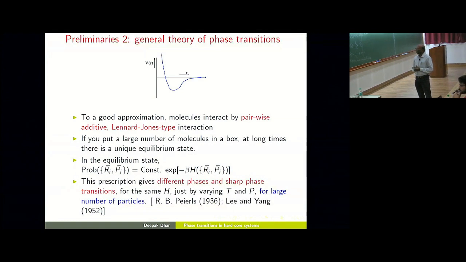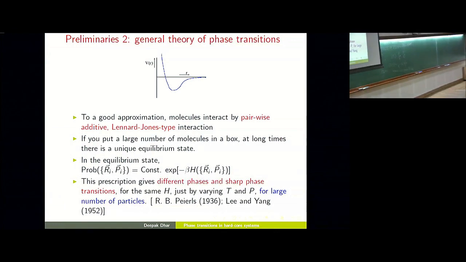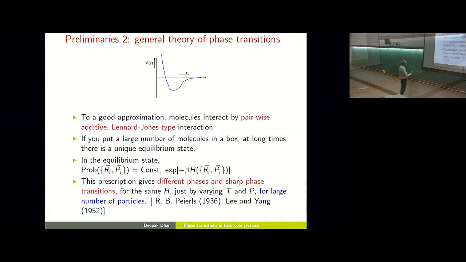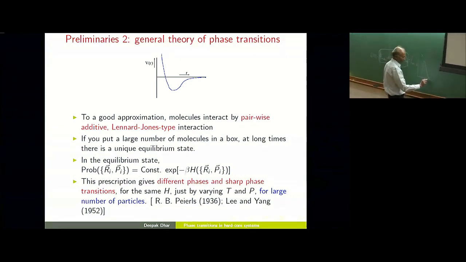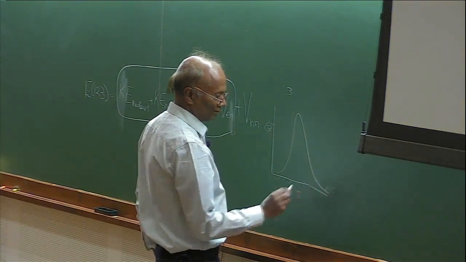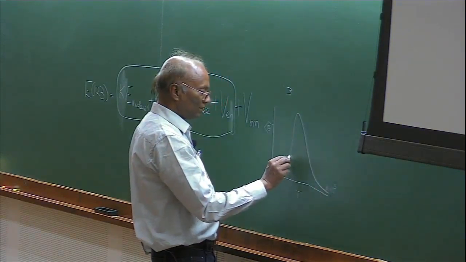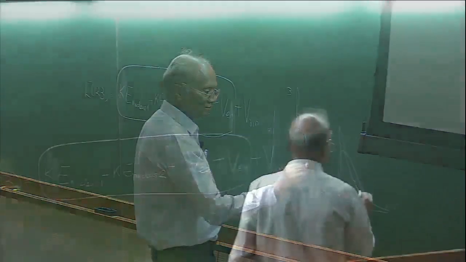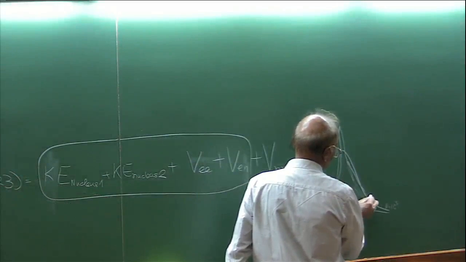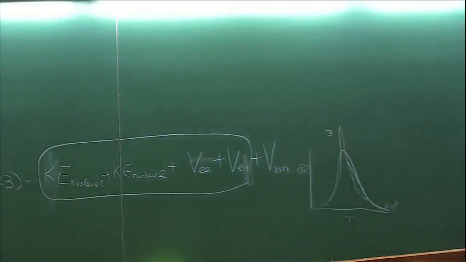Anyway, so this prescription of equilibrium state mechanics is able to give you different phases and sharp phase transitions for the same H by varying temperature and pressure for a large number of particles. You have to have the number of particles large. Then one finds that if you plot average energy as a function of temperature for a system of 10 to the power 3 particles, it is a smooth function, but if you take the number of particles bigger, it's still a smooth function, but may become sharper at around some point.